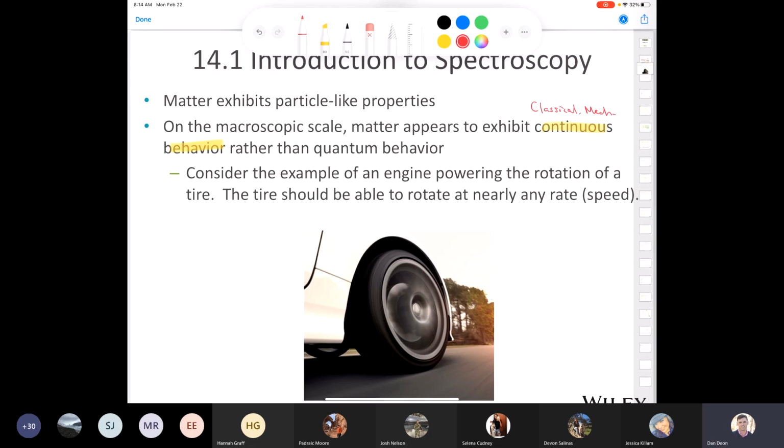But let's say you had a tire spinning on an axle. And I said, I want you to get this tire to spin any speed under the sun, okay? I want you to get that tire to spin at 60.000002 miles per hour. Can it be done? The answer is yeah, absolutely it can be. It might not be easy, but if you have a device that's sensitive enough, then you would be able to achieve that speed. Now that's classical or continuous behavior.